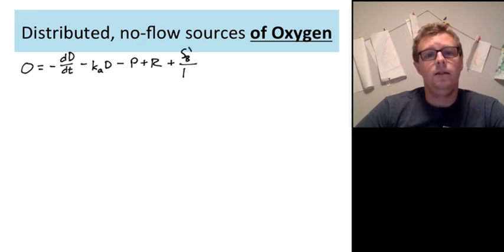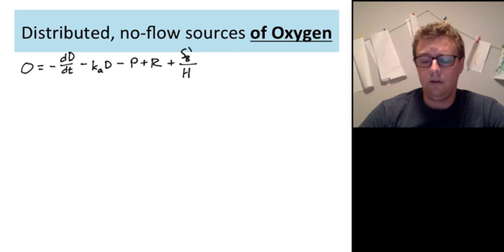So if we write this equation out, you'll notice that I've added 3 new terms to the mass balance for this plug flow reactor for deficit: a P, an R, and then this SB prime over H. So let's talk through each of those briefly.